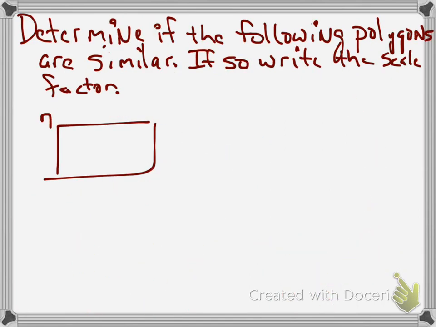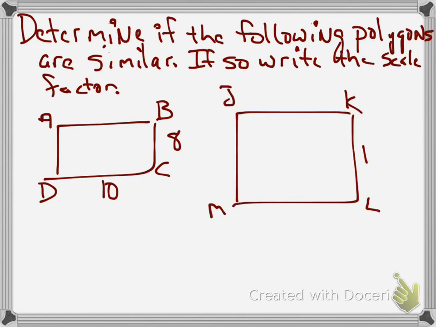Whoops, jumped ahead here. All right. Determine whether the following polygons are similar. If so, write the scale factor. Okay, so here I'm going to give you two polygons, and let's say we go from the small one to the large one, ABCD to JKLM.